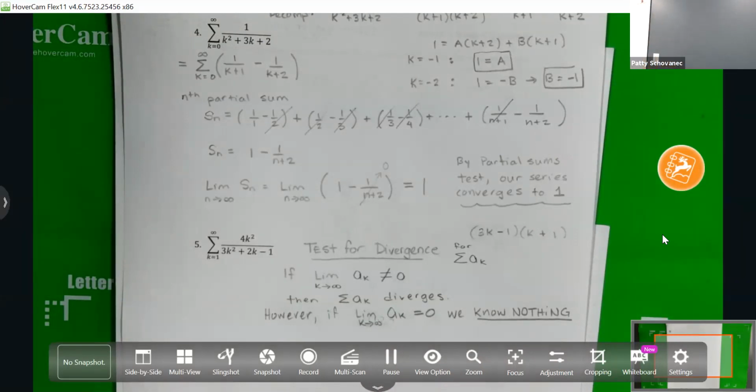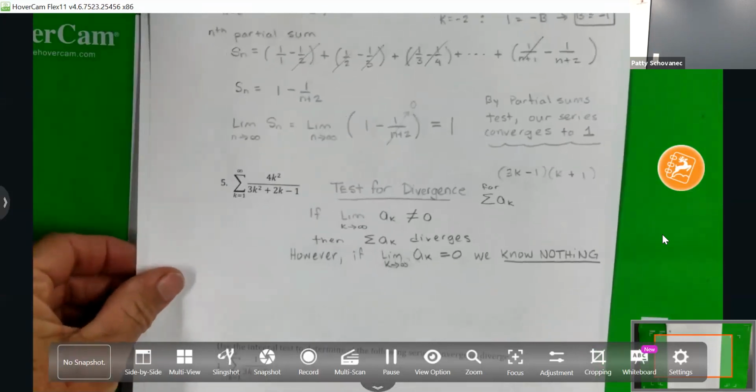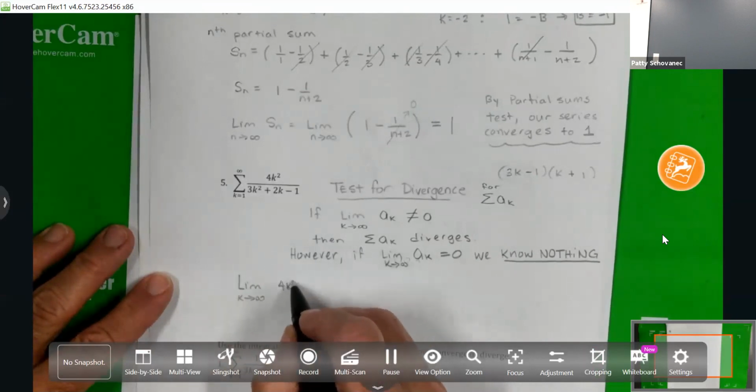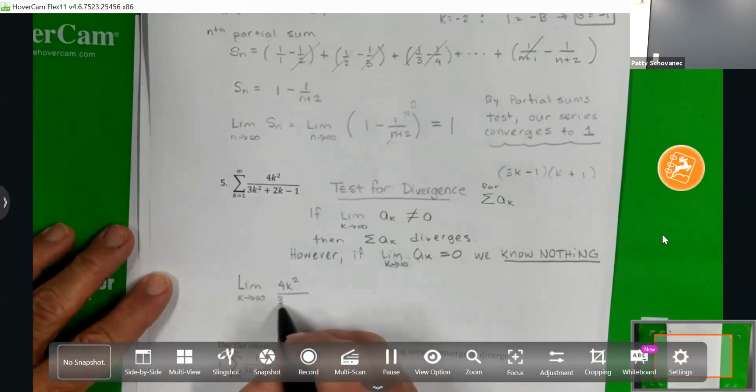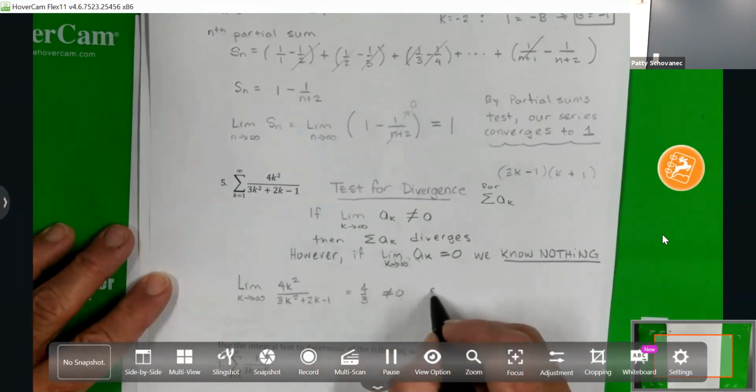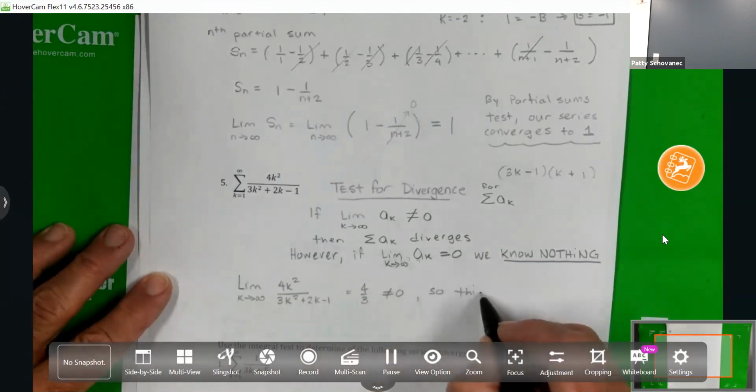So in this example, our kth term goes to 4/3 because the power on top is the same as the power on the bottom. So this series diverges.